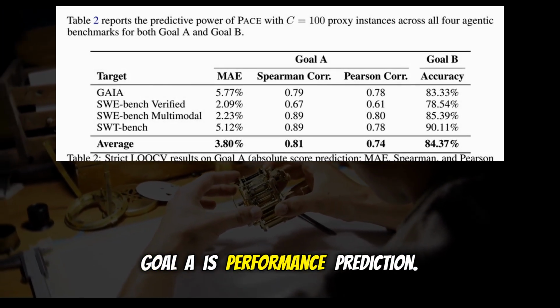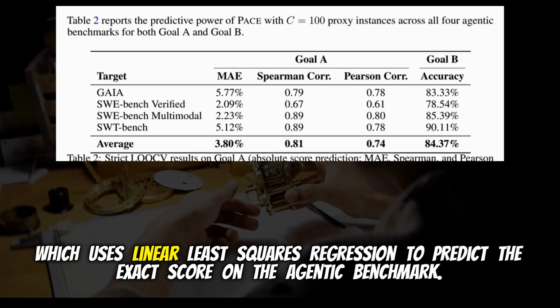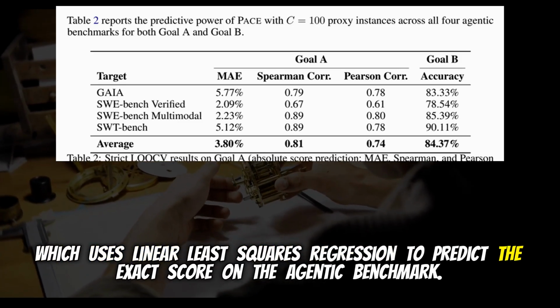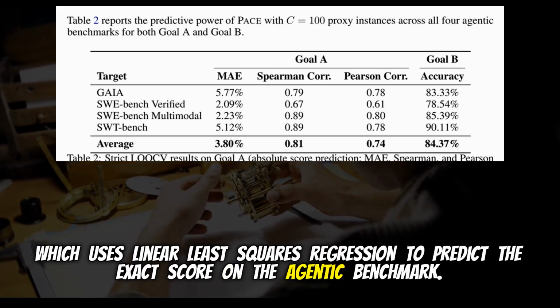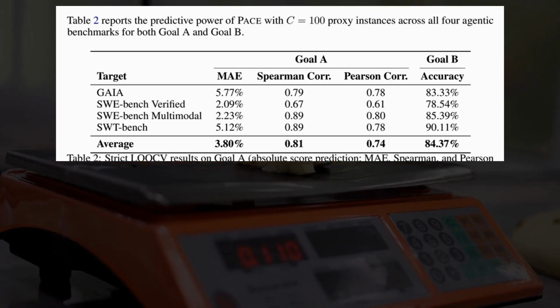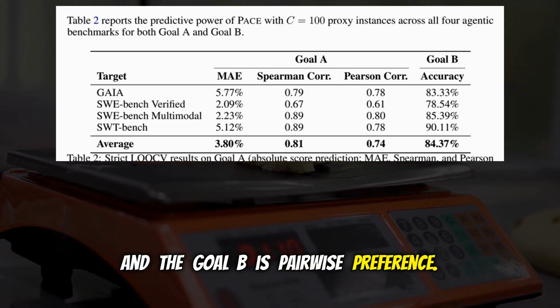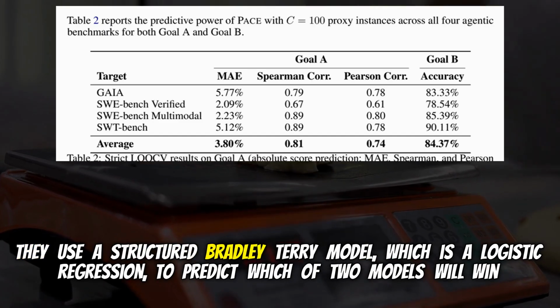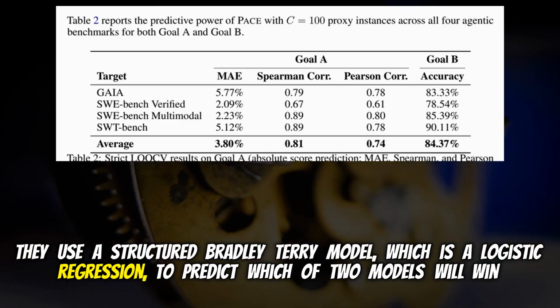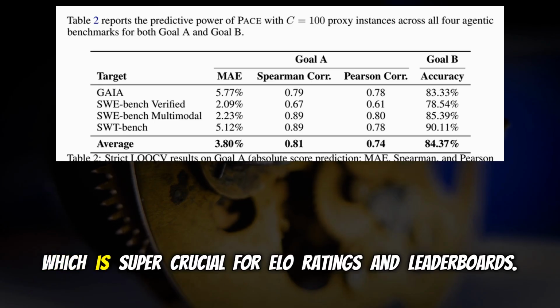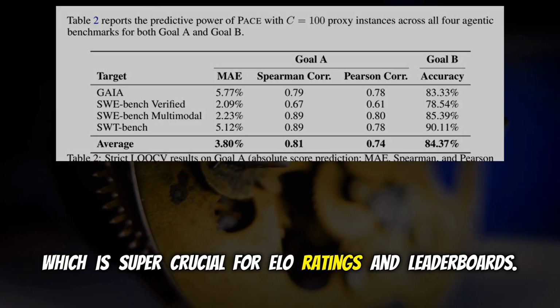Goal A is performance prediction, which uses linear least squares regression to predict the exact score on the agentic benchmark, right? Yeah, the absolute score. And goal B is pairwise preference. They use a structured Bradley-Terry model, which is a logistic regression, to predict which of two models will win head-to-head. Which is super crucial for ELO ratings and leaderboards.